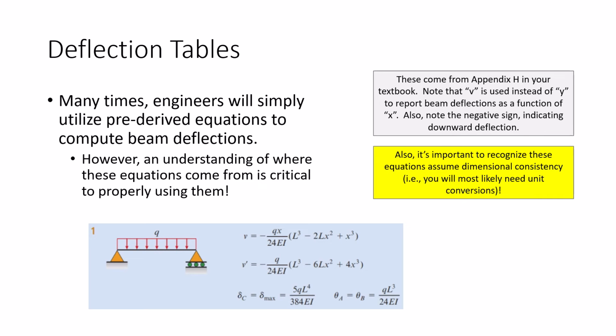Okay, now I want to be clear that one of the most common methods for computing deflections in beams is to just look them up. There are oodles of beam deflection charts available to you as an engineer. There are some in the back of your textbook. There are some in the FE reference manual. They're all over the place. You can go to Google and search for them right now.